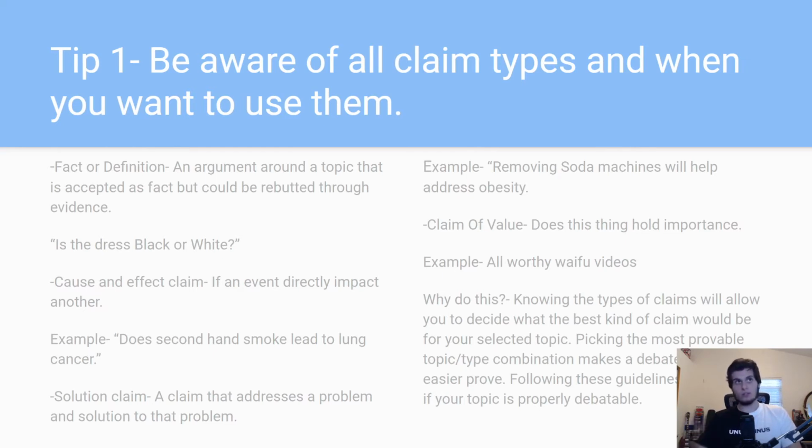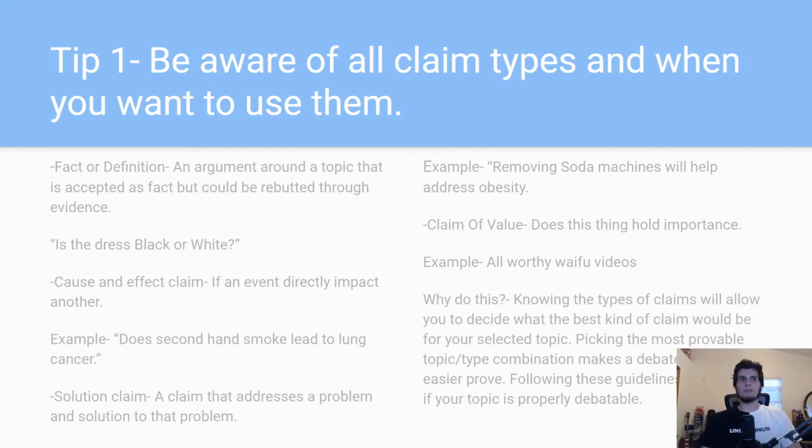So I'm now going to go through all the types of claims so that you properly know what the types are. The first type of claim is a claim of fact or definition, which is basically an argument determining what defines something. What is this? An example of this claim would be, is the dress black or white? We are defining what color the dress is through evidence.